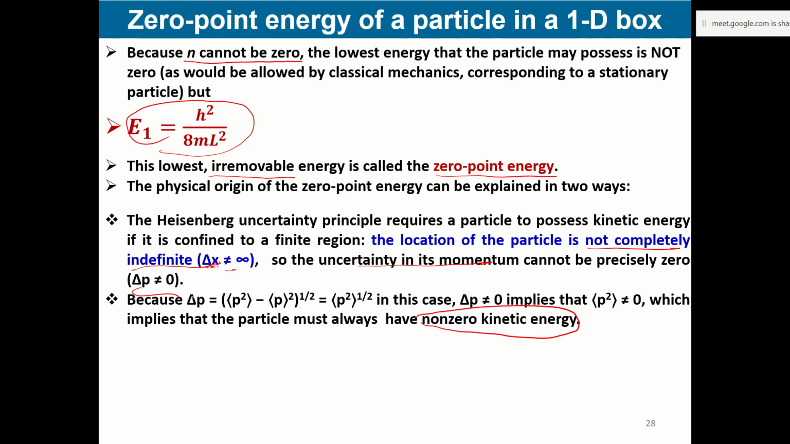So the way we have defined these terms, in terms of expectation values, the uncertainty in momentum is defined in this way. In this case, del p is not equal to 0, which implies that this p square term means the particle must always have non-zero kinetic energy in this case. So that is something, yeah.